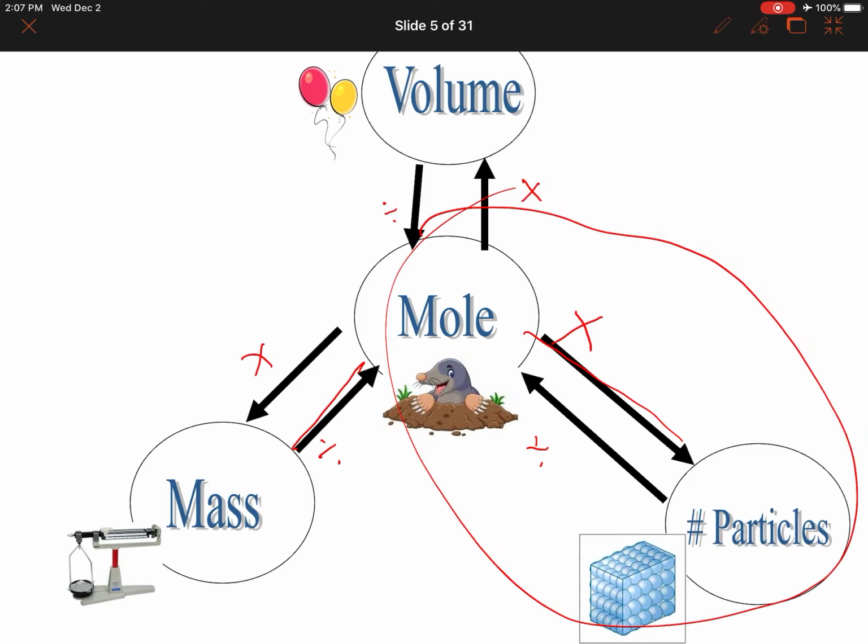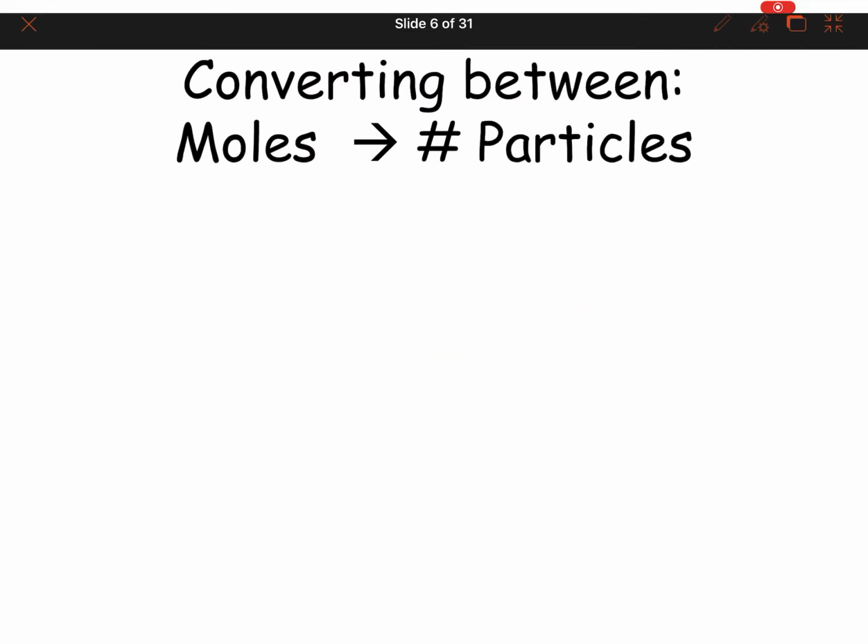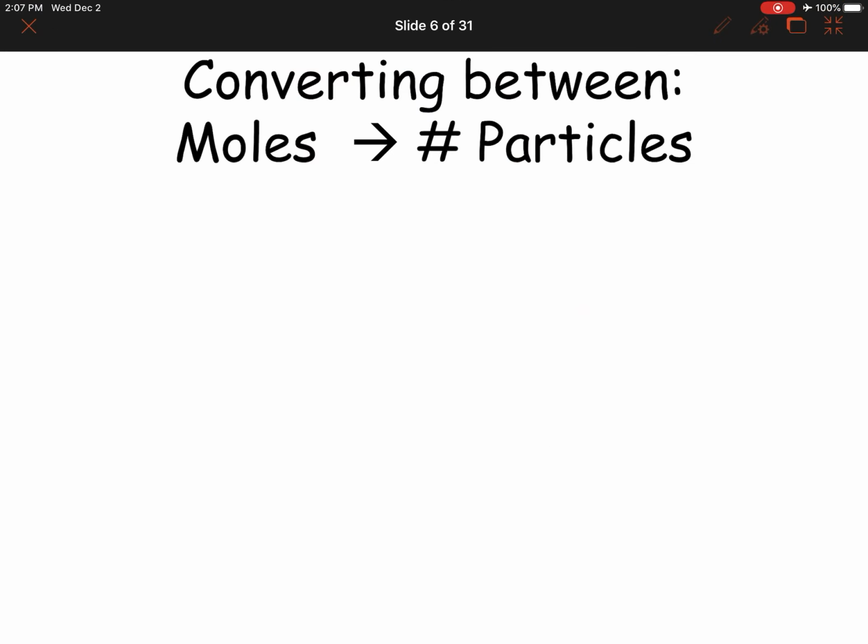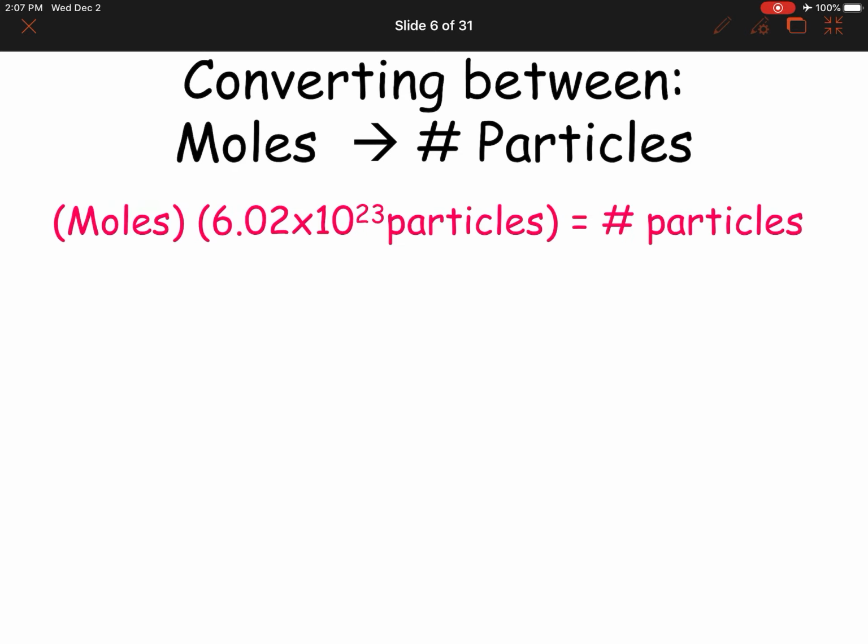But anyways, we are focusing on moles to particles. What is our conversion factor? Remember, 1 mole equals 6.02 times 10 to the 23rd particles. So to go from moles to particles, you multiply by that quantity. Okay, that's it.